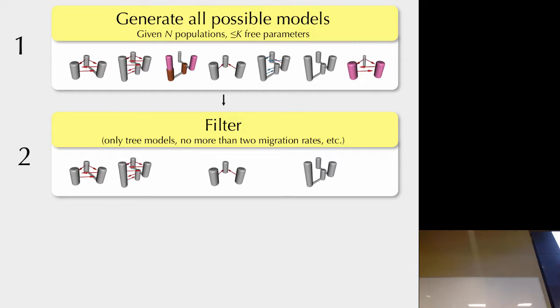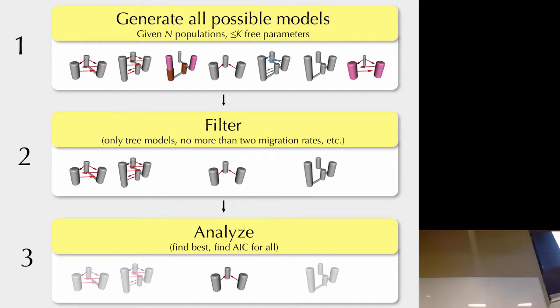You then filter them. So you say, only show me tree models. Only show me models that have no more than one migration parameter, to make it feasible for your data set size. And then you analyze. So you find the best model, you can find the AIC weights for each one, and compare that way.